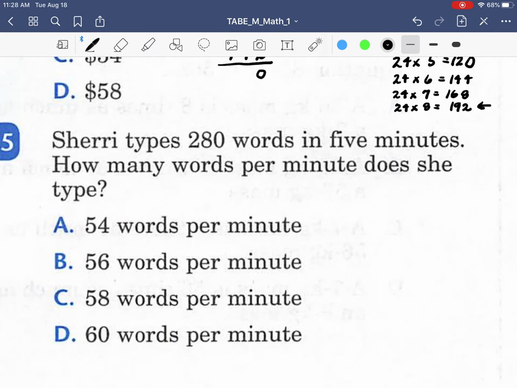Number 15. Sherry types 280 words in 5 minutes. How many words per minute does she type? So I have 280. I'm not going to list my multiples on this one and show you how to do these. If you have 5s as your divisor, you can use your fingers to figure this one out.